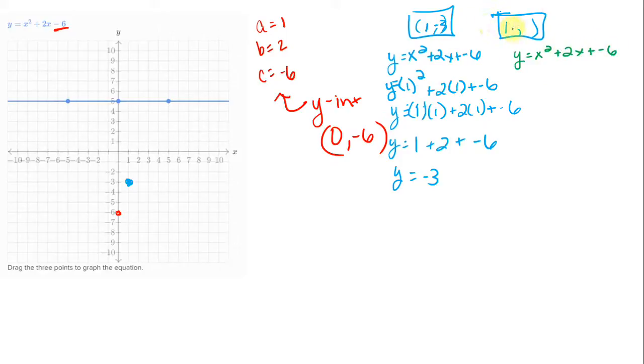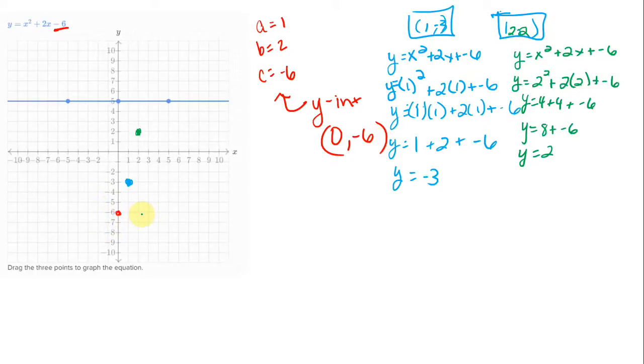And let's see, when x is 2, what is y? So I have y equals 2 squared plus 2 times 2 plus negative 6. Y equals 4 plus 4 plus negative 6. Y equals 8 plus negative 6. Y equals 2. So when x is 2, y is also 2. 2, 2. All right, so those are my 3 points. Those are going to define this parabola for me.